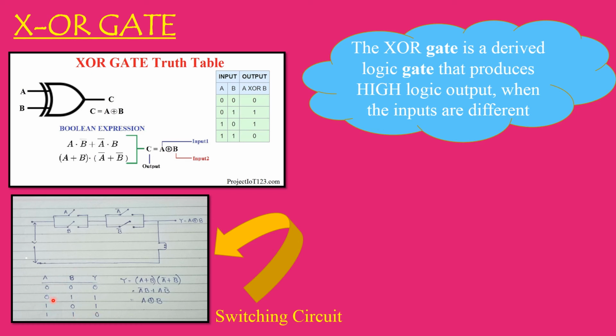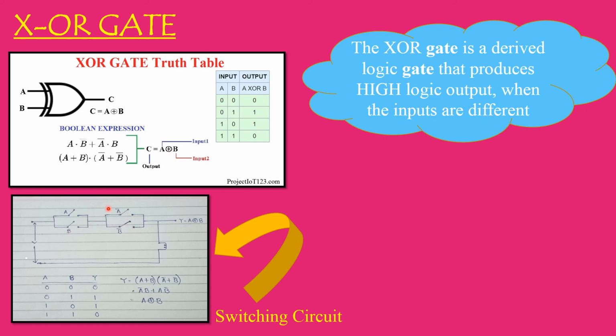Coming to this condition, when A is 0 and B is 1. When A is 0, that means this is open and this is closed. When A is 0 now, it's obvious that your A bar switch would be closed. And B is 1, so this would be open.